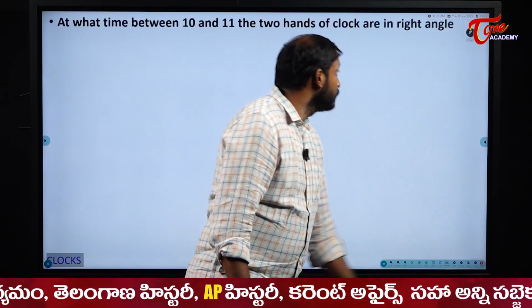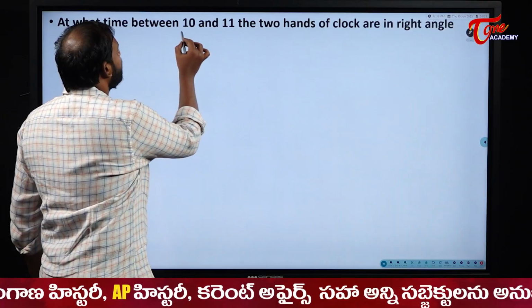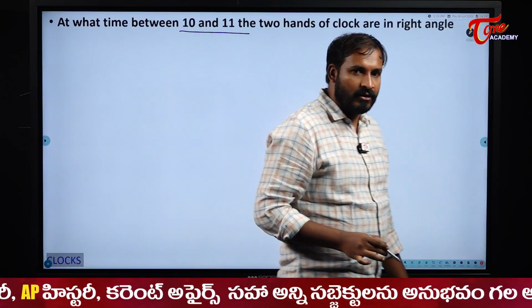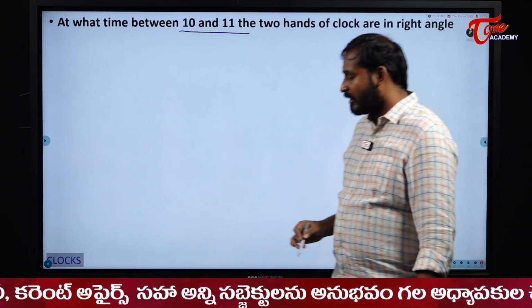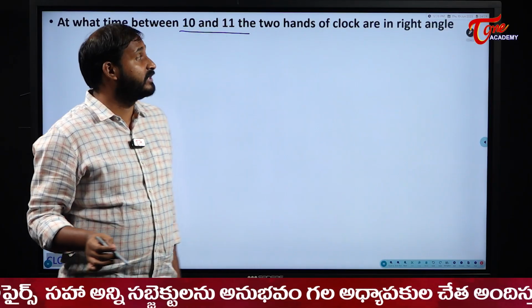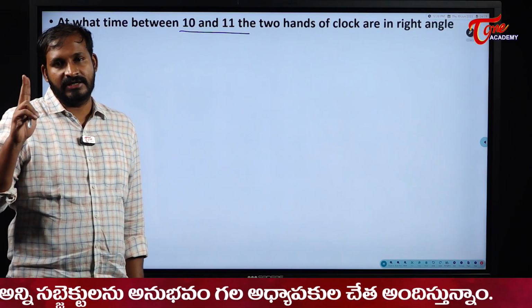Next one. Now, see here, at what time between 10 and 11 are the two hands of the clock at right angles? Between 10 and 11, I should tell the two hands. See, obviously you will get 2 times.